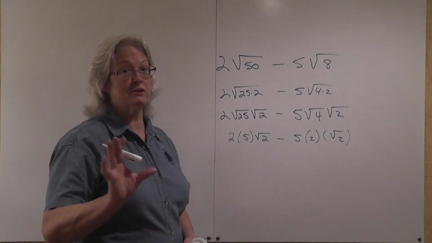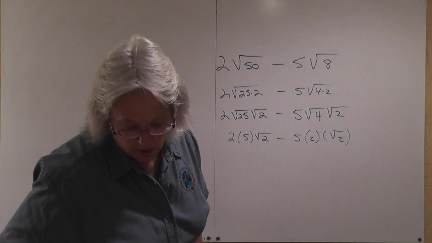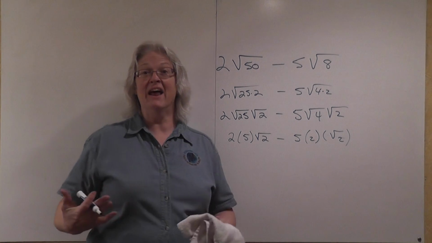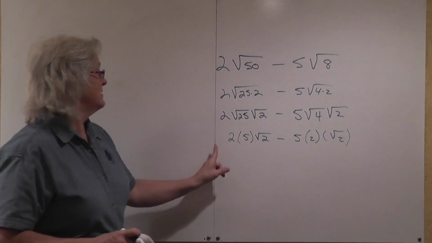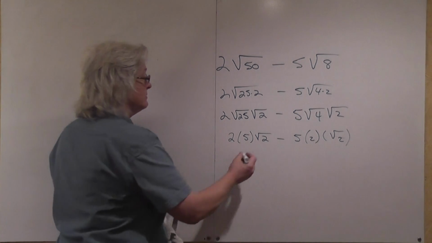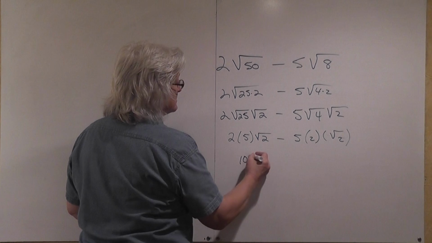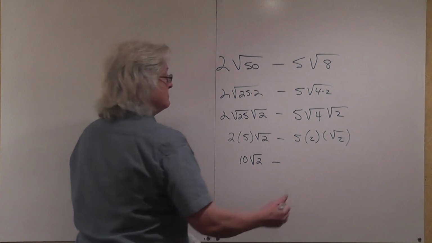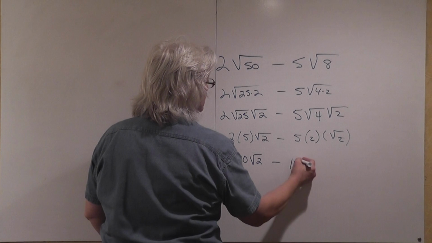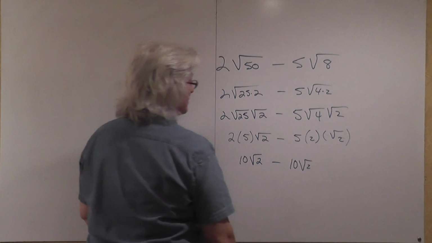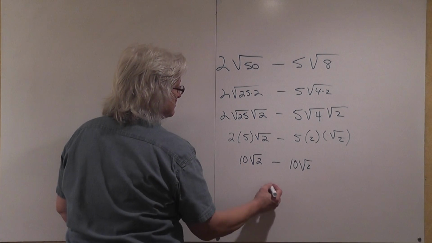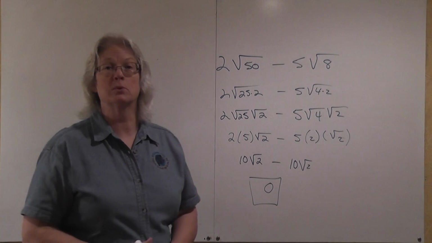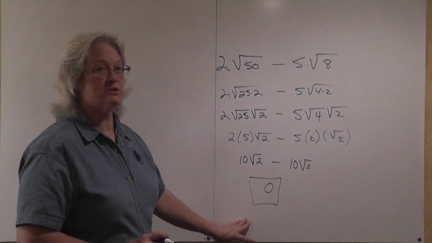Now that right there doesn't look right to me. Let me see what I've done wrong this morning. Nothing. Good thing. 2 times 5 is 10 times the square root of 2 minus 5 times 2 is 10 times the square root of 2. 10 times the square root of 2 minus 10 times the square root of 2 is equal to 0.